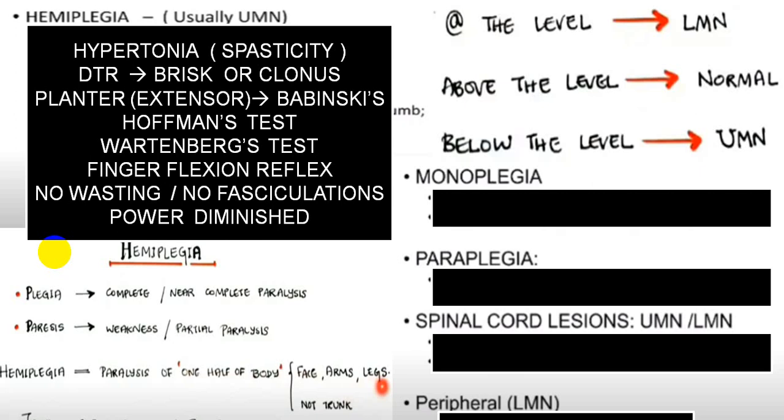There will be no wasting, no fasciculation, but power will be diminished. Depending upon the power diminished, if complete power is gone, it will be hemiplegia, and if there is a partial decrease in the power, we'll label that as hemiparesis.